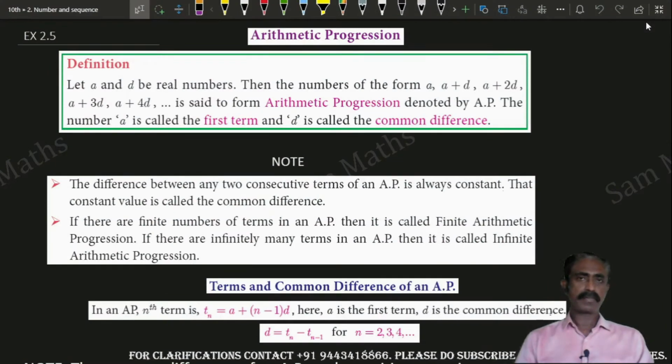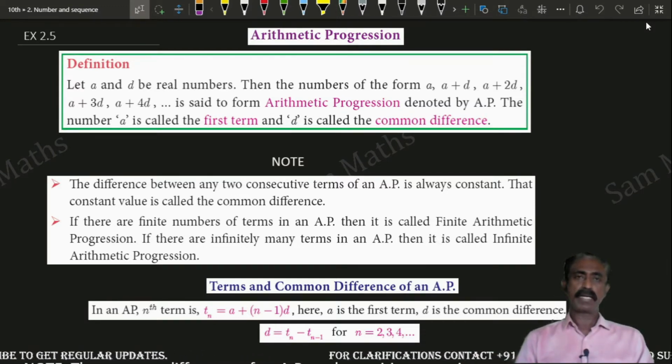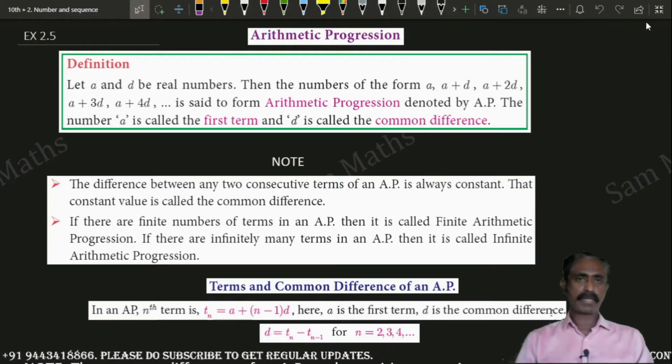In this video, we are going to learn arithmetic progression. Definition: let A and D be real numbers. Then the numbers of the form A plus D, A plus 2D, A plus 3D, A plus 4D, etc. is said to form an arithmetic progression. It's denoted by AP. AP means nothing but arithmetic progression, that's all. The number A is called the first term. D is called the common difference.